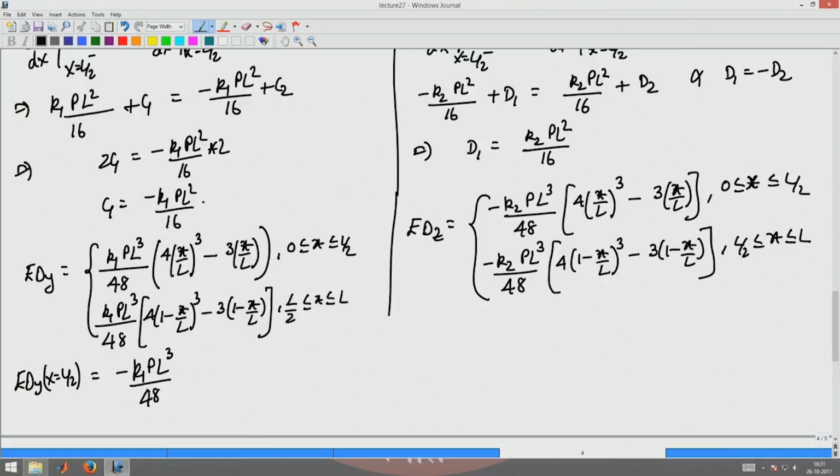Okay, and similarly here you will find that E of delta z at x equal to L by 2 is k2 p L cube by 48. Okay, because it is 1 by 2 minus 3 by 2, which is minus 1. So this one with the negative sign becomes positive for delta z, and it is negative for delta y because there is no negative sign in front of delta y. Okay. So, what does this mean?